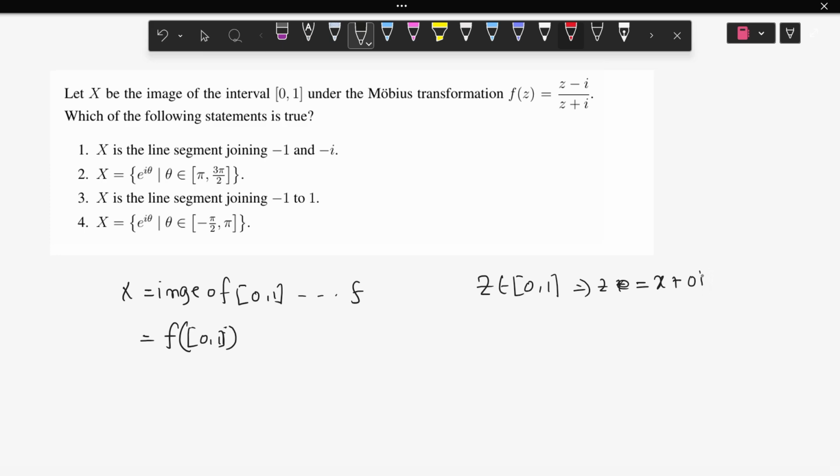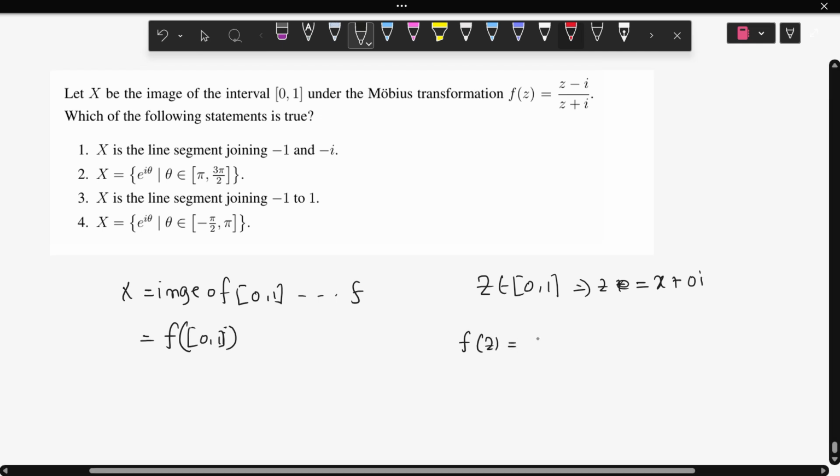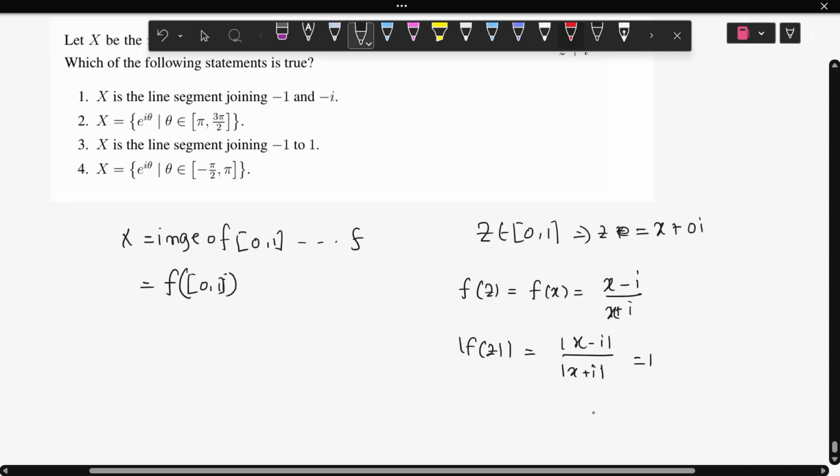So in that case the value of f of z, which is equal to the value of x, is equal to x minus i by x plus i. So if I calculate mod of f of z, that gives you mod of x minus i by mod of x plus i, which is equal to 1. So I can say that f of z lies on a unit circle, क्योंकि इसका मॉड्यूलस वैल्यू 1 होगा.